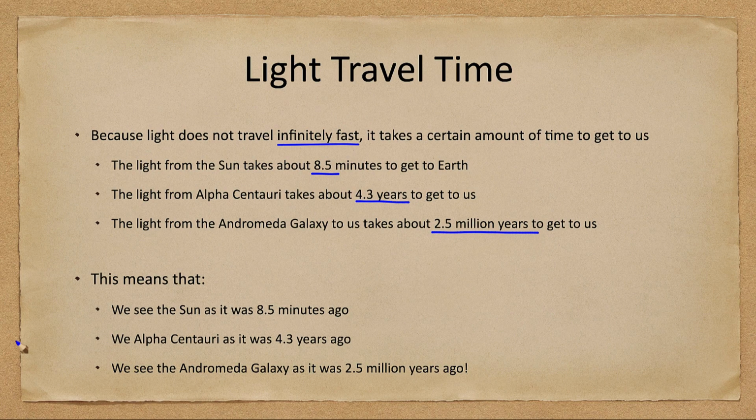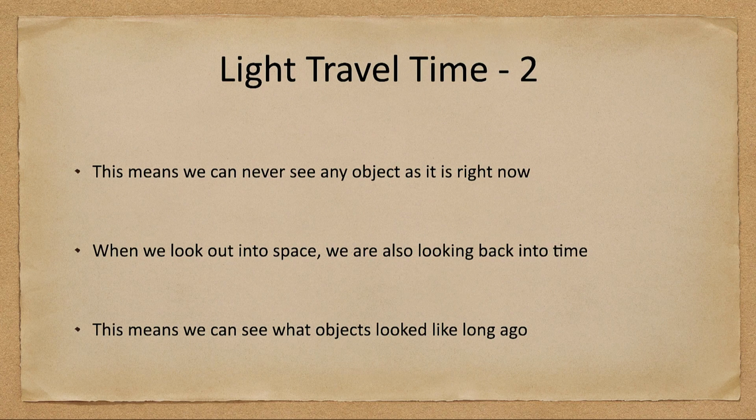What that means is we don't see anything in astronomy as it is right now. The sun we see as it was 8.5 minutes ago. Has it changed in 8.5 minutes? Very unlikely. We see Alpha Centauri as it was 4 years ago. Stars don't change in just 4 years, so it's going to be essentially the same. Even a galaxy 2.5 million years ago is essentially unchanged. Andromeda probably still looks almost exactly as we see it today. But it does mean that we never see anything exactly as it is right now. We never see that object as it is at this instant.